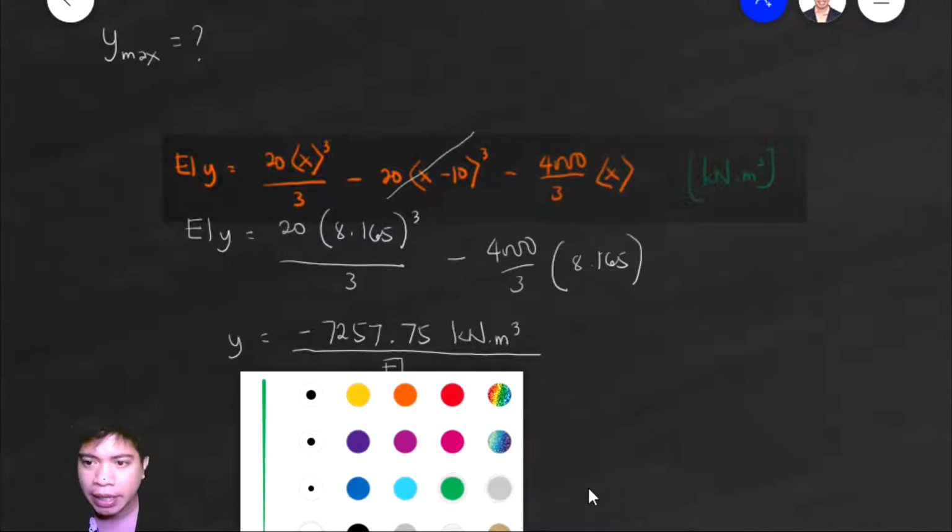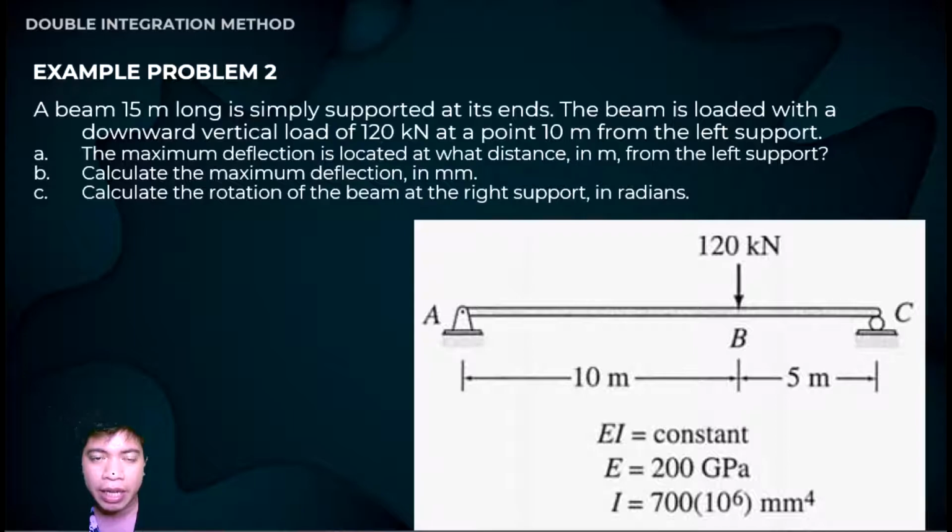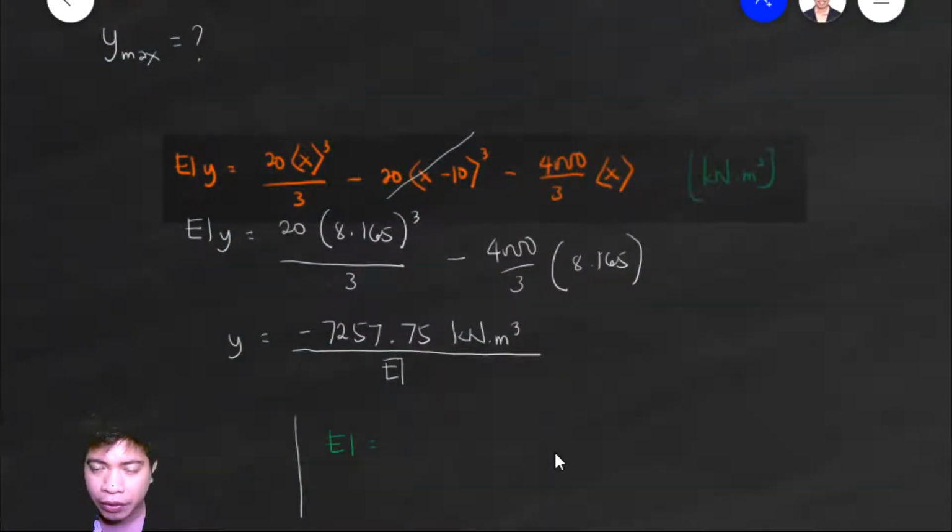Okay, so para sa EI, wait lang. So, EI. Okay. So, tingnan muna natin guys yung ating problem para sa value ng ating E at saka I. So, para sa E, sabi dito that is 200 gigapascal and para sa I, 700 times 10 to the 6 millimeters to the 4th. Okay. So, 200 gigapascal. So, this is 200. Gawin natin siyang megapascal guys. So, 200 times 10 to the 3 megapascal naman siya. So this is Newton per square millimeter times I.